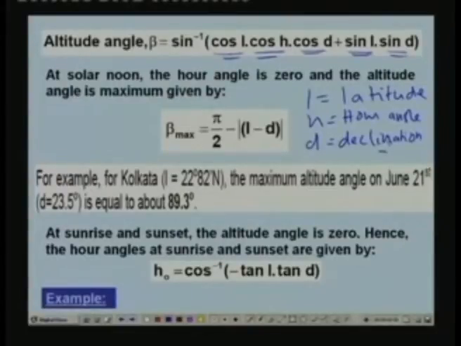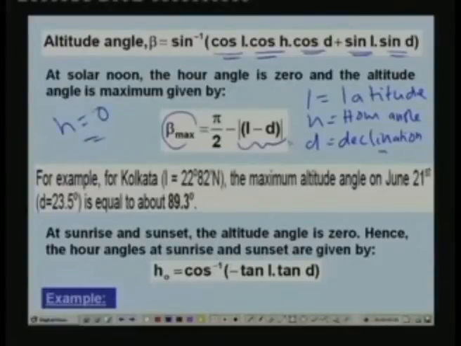Okay. And as we know, at solar noon the hour angle is 0, that means H is equal to 0, and as you know, cos H is 1. Then you find that the altitude angle is maximum and that value is given by beta max. Beta max is simply equal to pi by 2 minus the absolute value of L minus D, where L is the latitude and D is the declination.